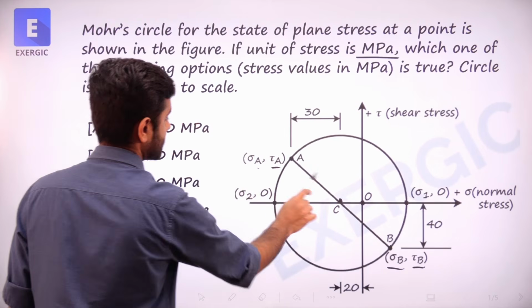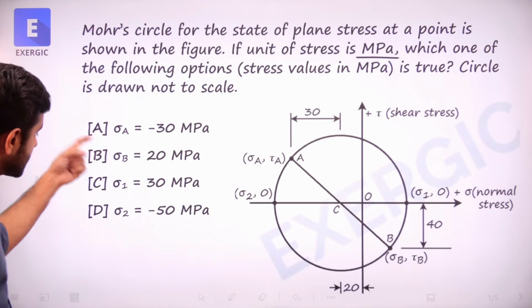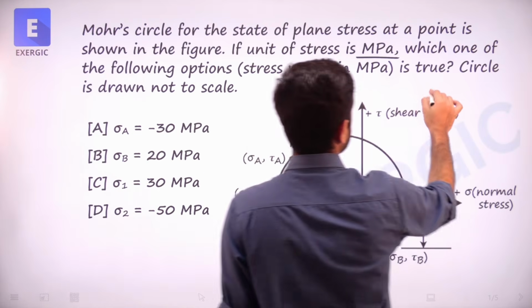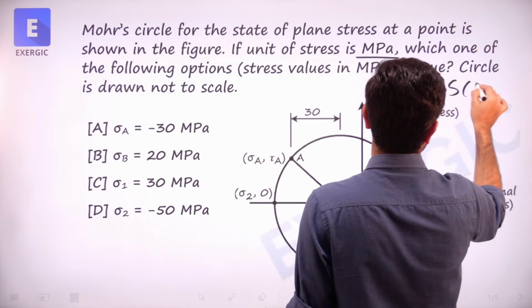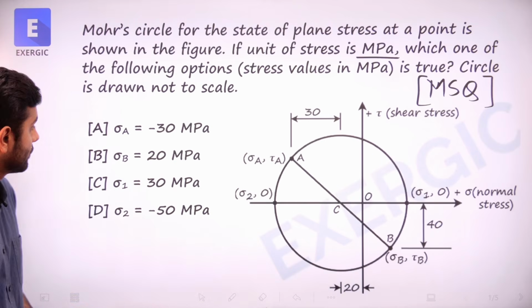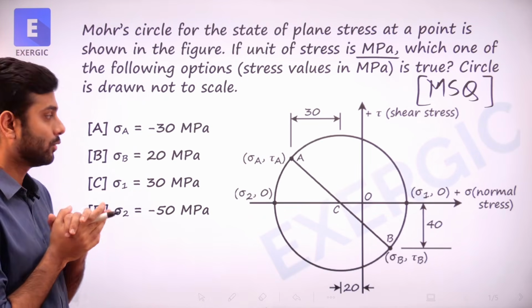Now the question is asking you to find out the values of sigma A, sigma B, sigma 1, sigma 2 in megapascal. This question is an MSQ question. You have to tick the right options. So which of the options are correct, which are not? That you have to find out.